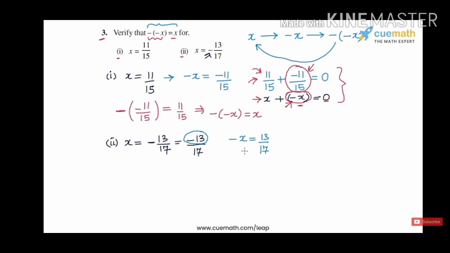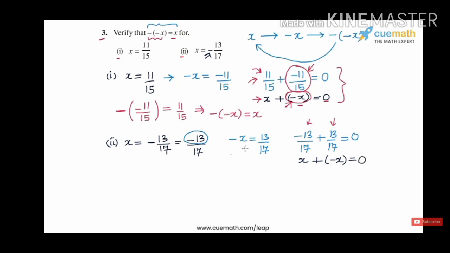So the additive inverse of minus 13 by 17 will be 13 by 17, and through the equation, minus 13 by 17 plus 13 by 17 will equal 0. You can see that this is true. So the additive inverse of minus 13 by 17 is 13 by 17. This is your x, and 13 by 17 is your minus x, and the sum is equal to 0.